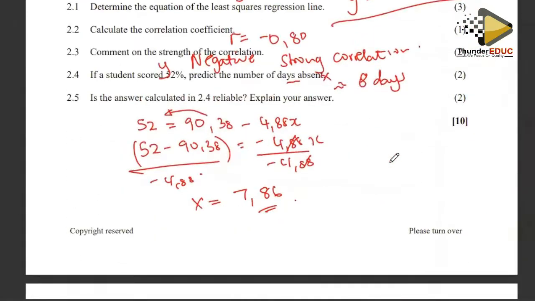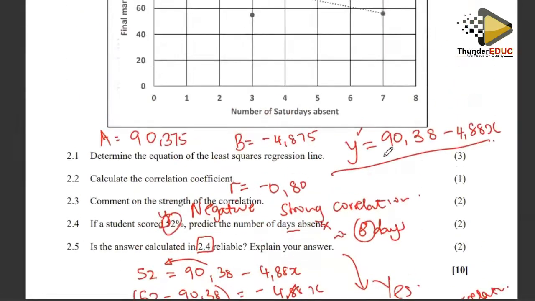Then now, is the answer calculated in 2.4 reliable? What would be our response in this case? The response would be that it's a yes. Why is it a yes? Because the correlation is negative. Because of the negative correlation, meaning that if you're absent for more days, the possible mark that you obtain is basically smaller.